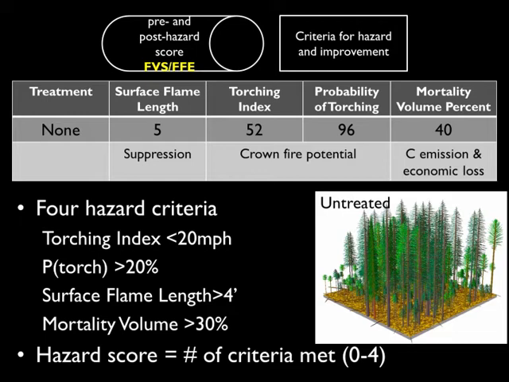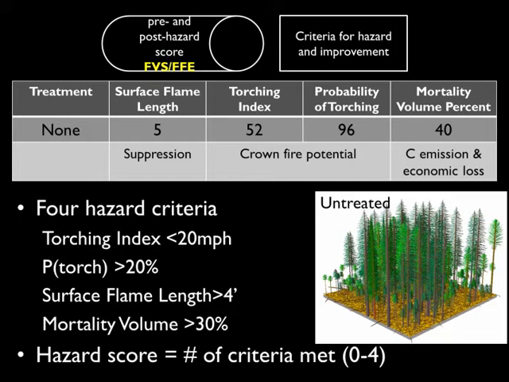What do the numbers mean? Are they the percent of the area? Sorry, those are actual index values. So a surface flame length of 5 says that FFE calculated a surface flame length of 5 feet given the weather conditions that Terrie just described for this stand. And the torching index of 52 miles per hour suggests that a wind speed of that magnitude would be required to get fire to torch in the stand.